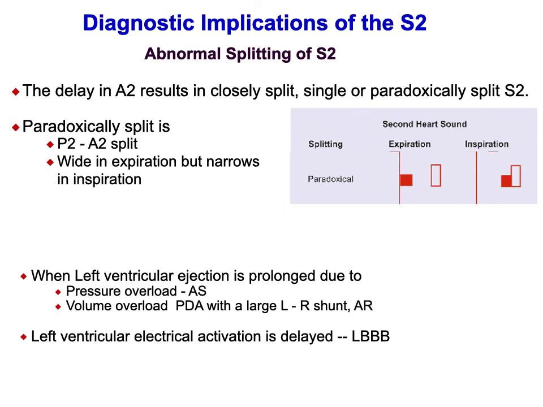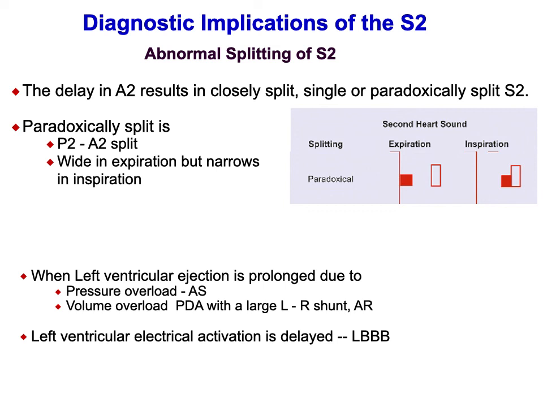Now, delay in A2 results in close split, single or paradoxical splitting. Up to this, we were studying A2 P2. Now, it may be P2 A2 also, and everything is due to delay in A2. The amount of delay dictates whether it would be a single second heart sound or a paradoxically splitting second heart sound. So P2A2 splitting, which is wide during expiration but narrows during inspiration, just the opposite of usual.